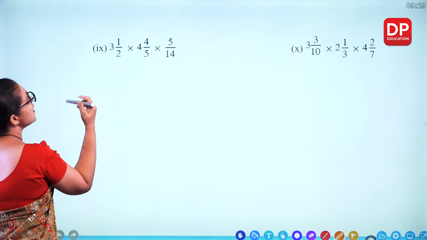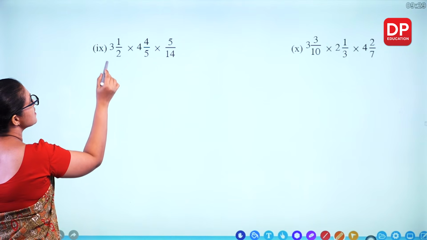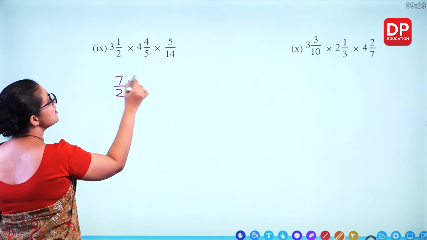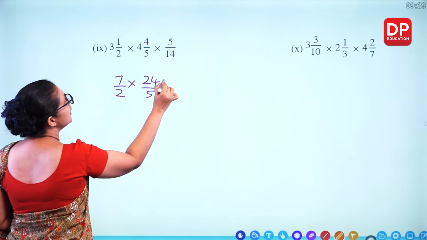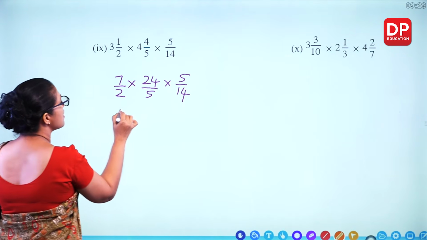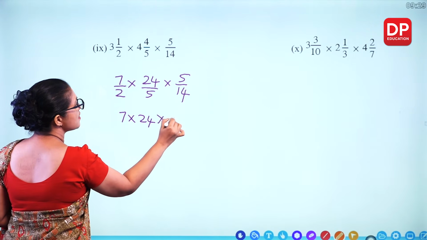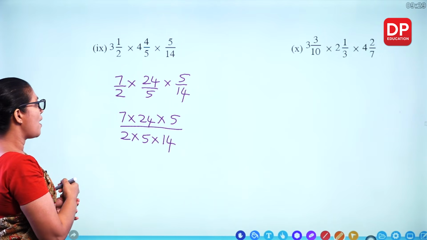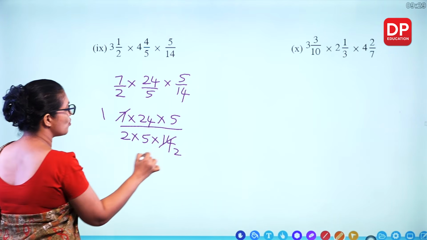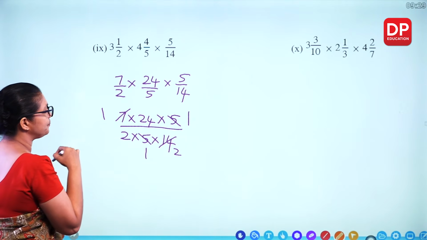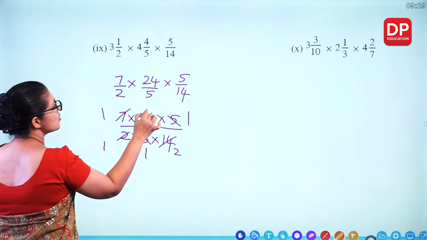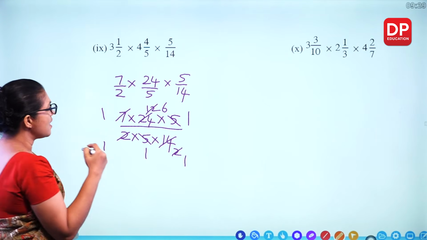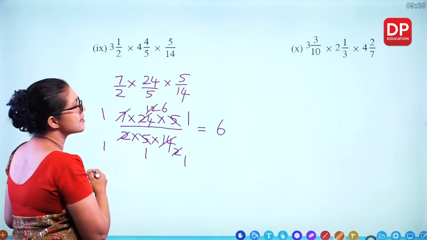Now 3 fractions, but the same procedure. So multiply and convert to improper fractions. 3 times 2, 6 plus 1, 7. 4 times 5, 20 plus 4, 24. And here 5 over 14. Multiply the numerators separately, denominators separately. Can you simplify? 7 times 2. 5 times 1. 2 times 12 and 2 times 6. What's the final answer? You get 6.